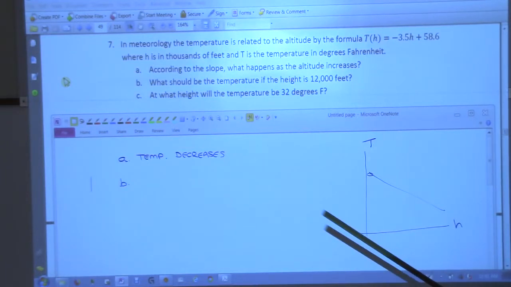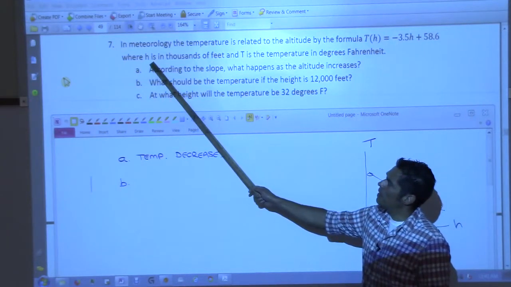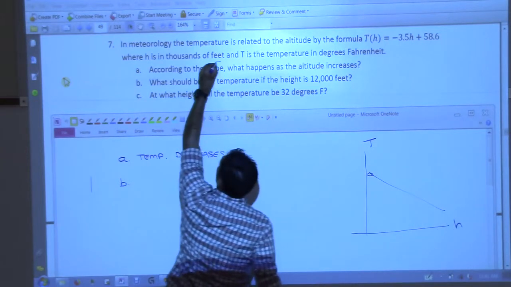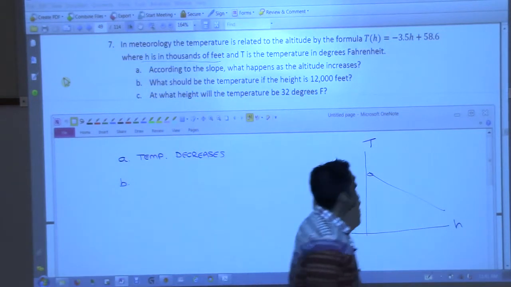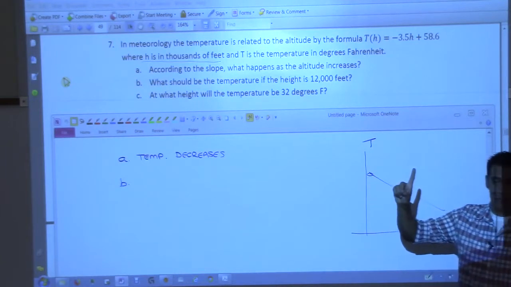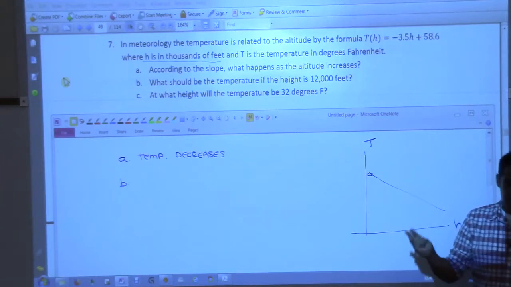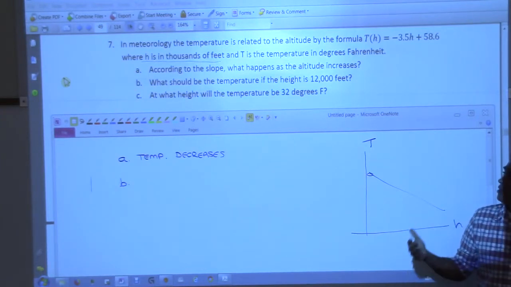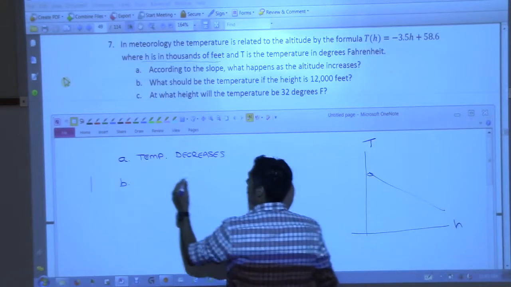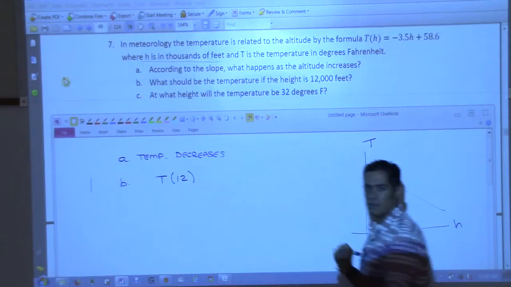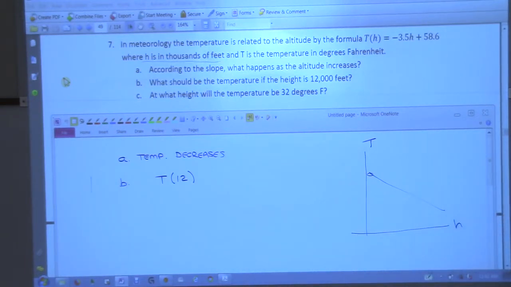We have to be really careful here. H is in thousands of feet, okay? See how it says that right there? H is in thousands of feet. So if it was 1,000 feet, you would plug in 1. If it was 2,000 feet, you'd plug in 2. 3,000, 3, and so on and so forth. So for part B, you're going to be taking that function and plugging 12 into it, not 12,000. And that's because of the wording of the problem. So do y'all see how you have to be a little careful with that?